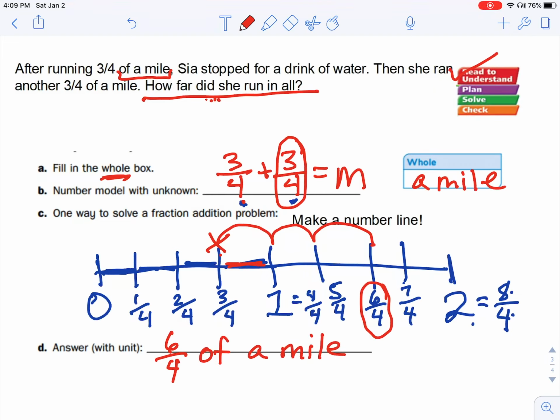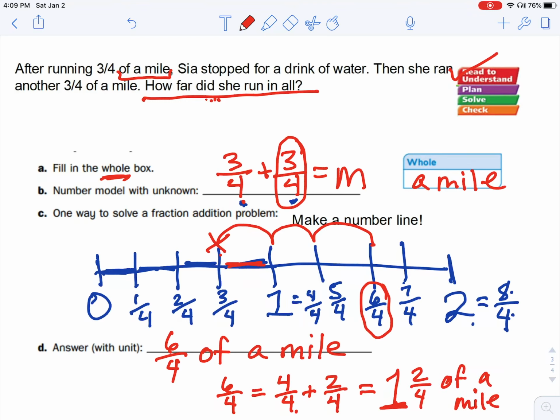Now, if you want to be really sophisticated, we can take the 6/4 and know that that's the same as 4/4 plus how much more? 2 more fourths. And now, do you know why I chose this 4/4? Because that means that was a whole. So she ran 1 2/4 of a mile, or you might even be shouting, that's actually 1.5 miles.